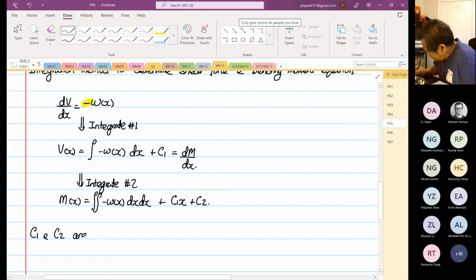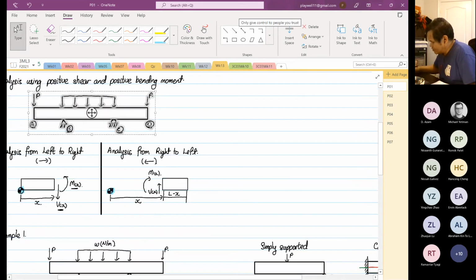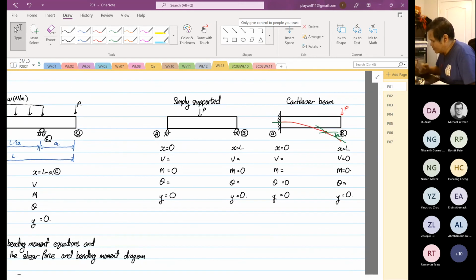are determined from boundary conditions. That's why when I started this class today, I taught you boundary conditions, yes or no? I taught boundary conditions over here, right? What are the boundary conditions?